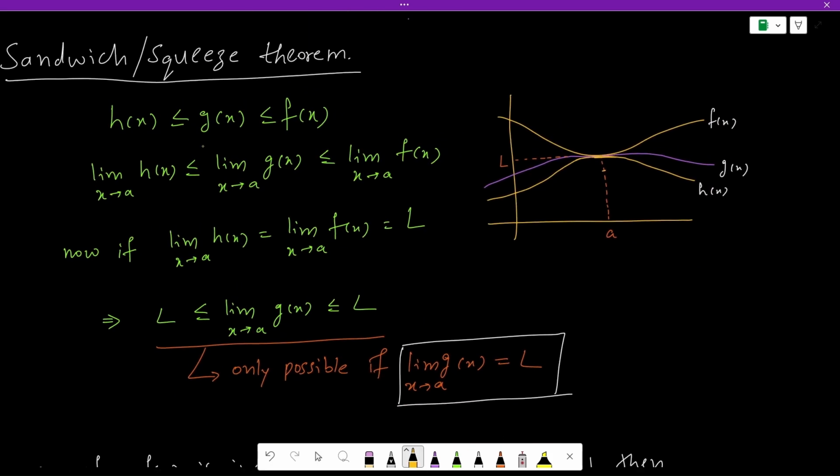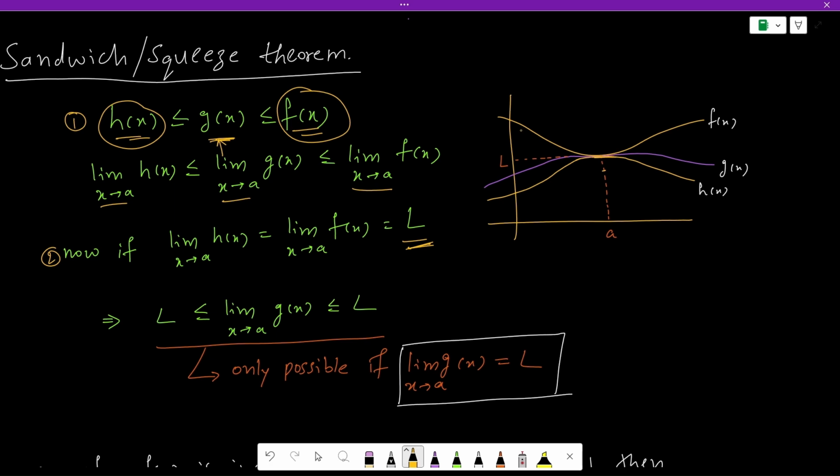So Sandwich Theorem says that if we have three functions h(x), g(x) and f(x), and g(x) lies in between h(x) and f(x), then if we take the limit as x tends to some a on all of them, and this was the first condition. The second condition is that if the limit as x tends to a of h(x) and the limit as x tends to a of f(x) is equal to L, that is, both of them have the same limit, that is L, then we can find that g will also have value L.